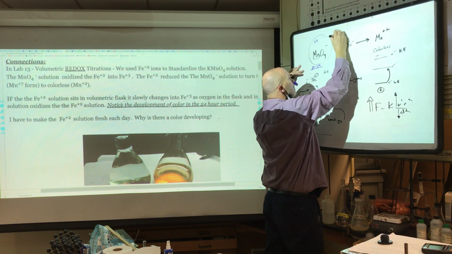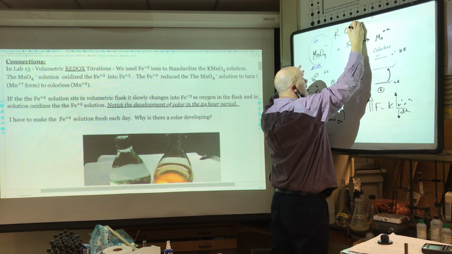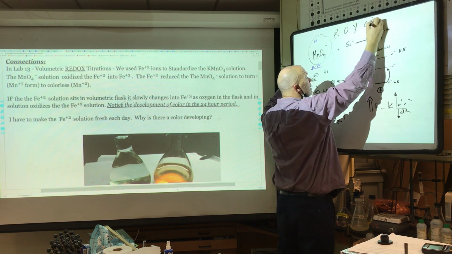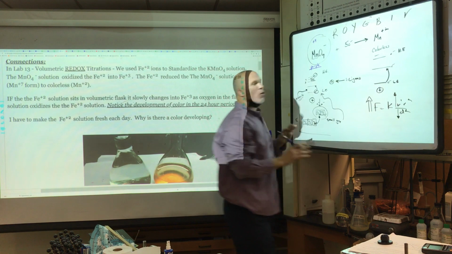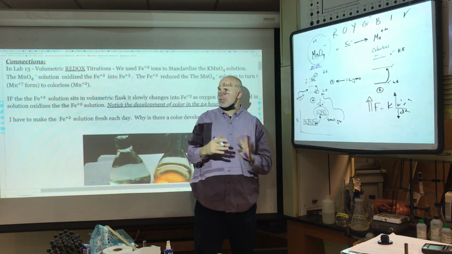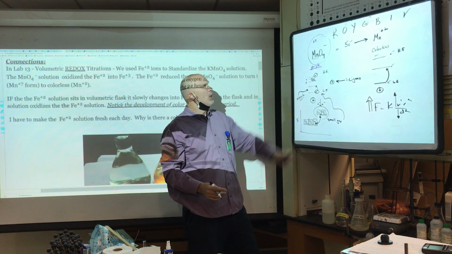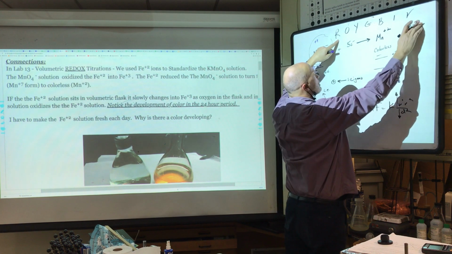Red, orange, yellow, green, ROY G. BIV: blue, indigo, violet. I mean, there's more colors than that, but those are the general colors of the rainbow, from low energy to high energy.